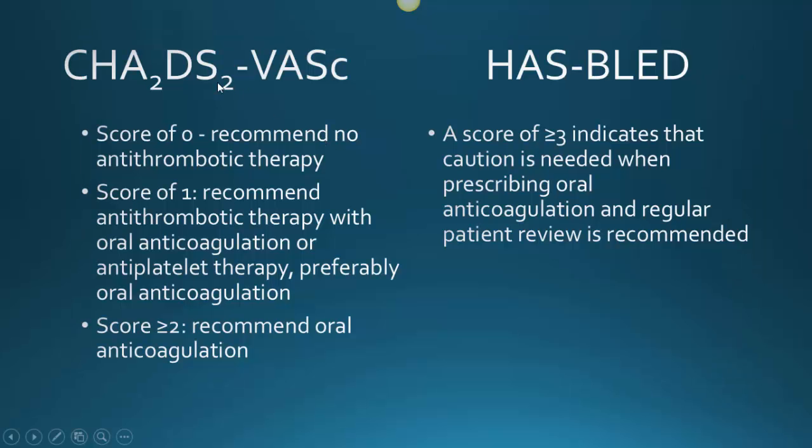With a CHA2DS2-VASc score of 0, no therapy is recommended at that point. With a score of 1, they are recommending oral anticoagulation, and with a score of 2 or greater, they're definitely recommending oral anticoagulation. A HAS-BLED score of 3 or greater indicates a high risk of patient bleeding, and if oral anticoagulation is prescribed, regular and frequent patient review is recommended.